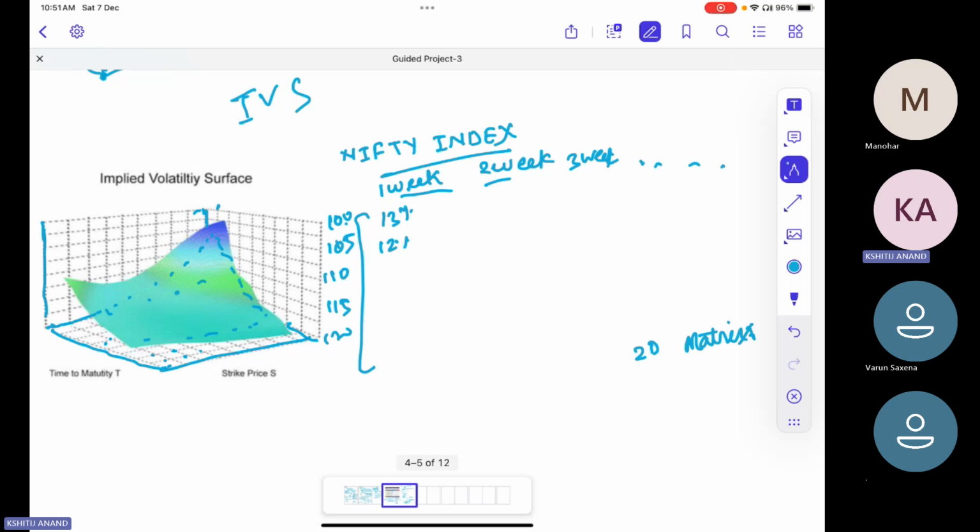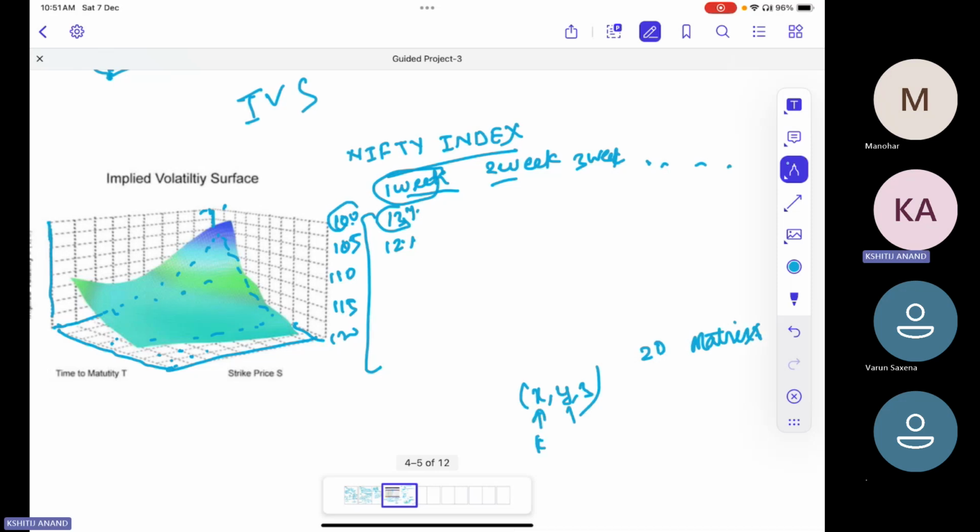Now when you plot it, because each of these points corresponds to a point on the x y z axes, you get a 3D surface. Got it? So maybe your x is strike price, this is your time to maturity, and this is your IV. This is how you get the implied volatility surface from the market.